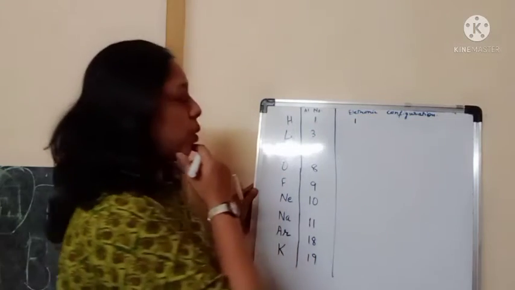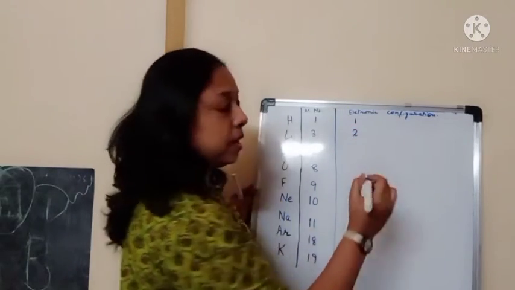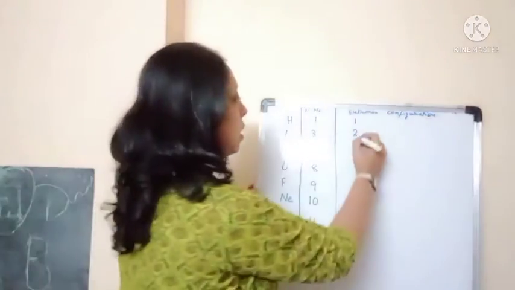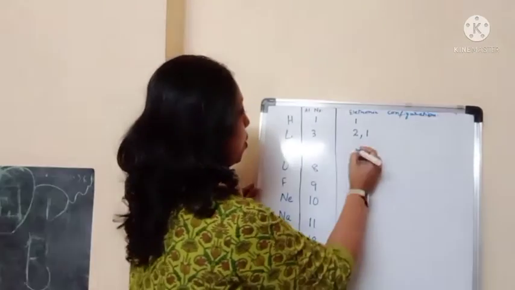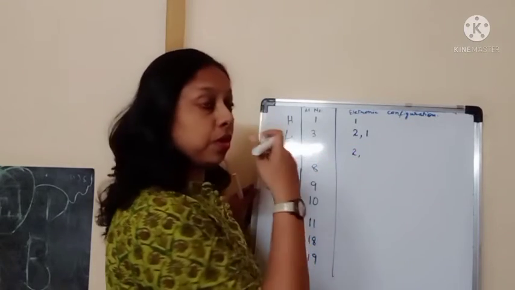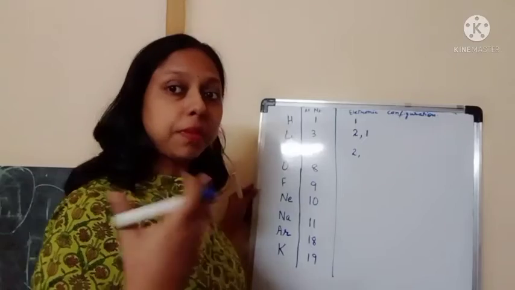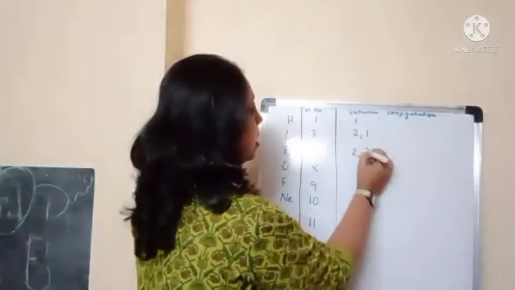Then it is your lithium. So the first shell will have 2, not more than that. So one more electron is left. It will go to the second shell. Next comes boron. So again first 2, then 3 is left. The second shell has maximum 8 capacity. So 3 electrons will together go into that second shell.